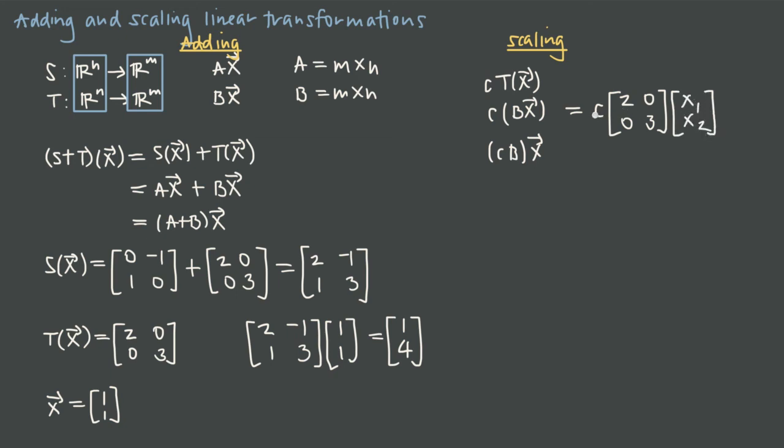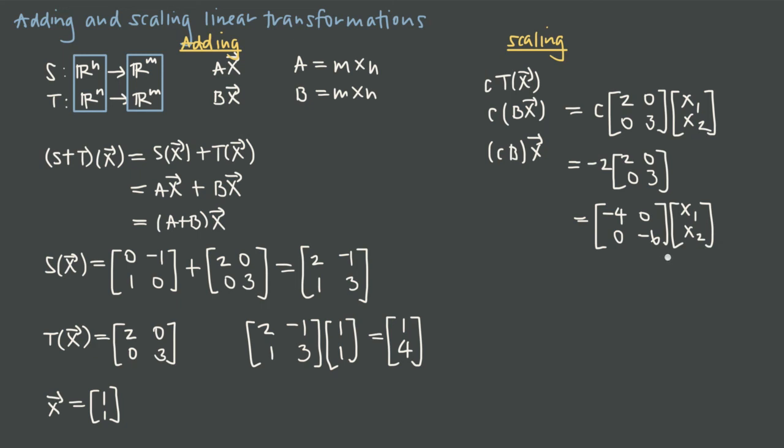And we just want to realize here that we can apply c to the matrix first. So let's say that we want to scale up this transformation by negative 2. So we'll say that c is negative 2. And then the result here will just be us applying negative 2 to every entry in the transformation matrix. So we'll get negative 4, 0, 0, and negative 6. And then we'll apply that to any vector that we want to.